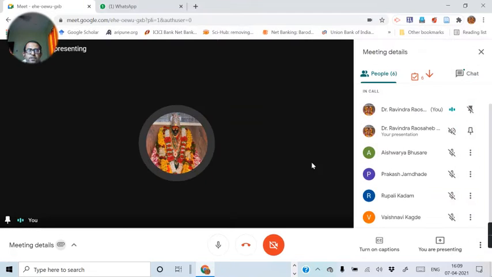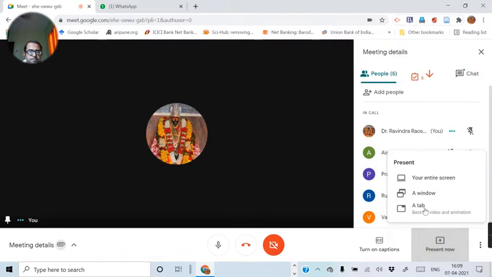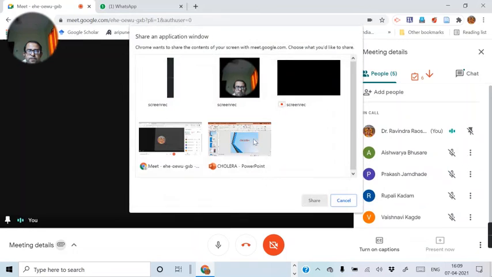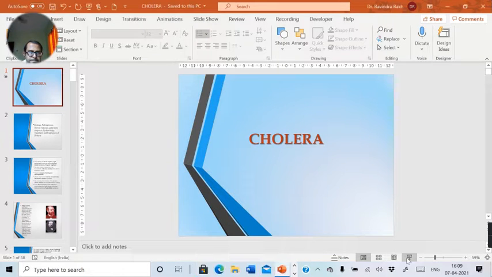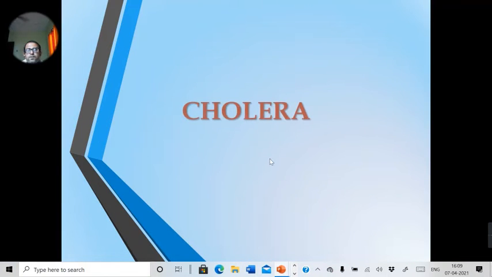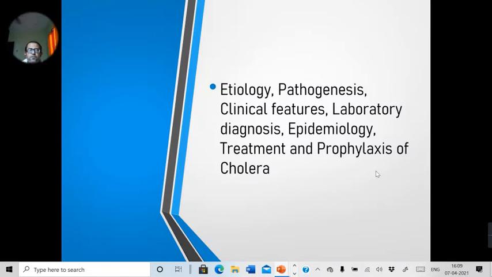We are going to begin our first infection. That infection we call cholera infection. This cholera infection in Marathi we call a patki disease. Here continuous diarrhea is the result of this disease. So this cholera disease is caused by a bacteria.